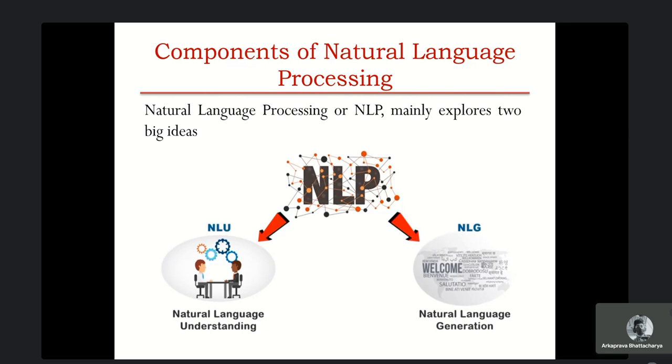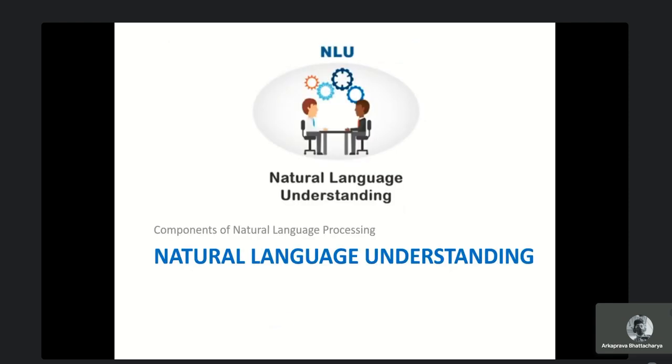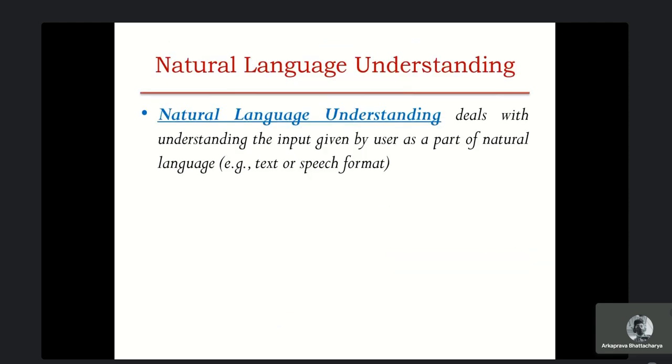One is what we call natural language understanding. The other one is what we call natural language generation. So natural language understanding deals with understanding the inputs which are given by the user as a part of natural language. Here the input could be either in the form of text or speech, right? Generally it refers to mapping the given input into a useful representation and the aspects of the language.